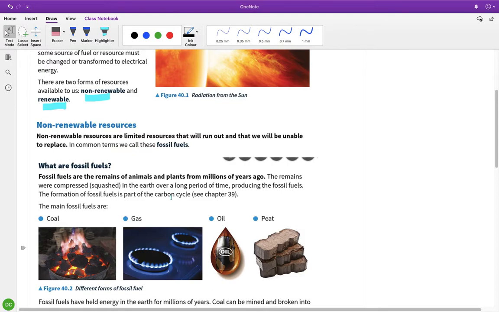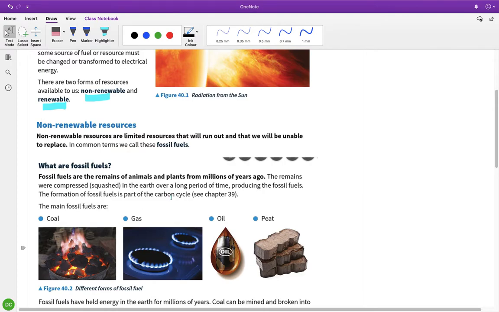Anyway, so non-renewable resources are limited resources that will run out and that we will be unable to replace. In common terms, they're called fossil fuels. I think this is a little bit of a problem. When I'm listening to the news, you'll have some expert on it, and they'll refer to them as non-renewable resources, or they'll refer to them as peat and coal, and then others refer to them as fossil fuels. They're all the same thing. Fossil fuels is a more colloquial or layman's term for it. As a scientist, it's non-renewable resources. That's the overarching description.